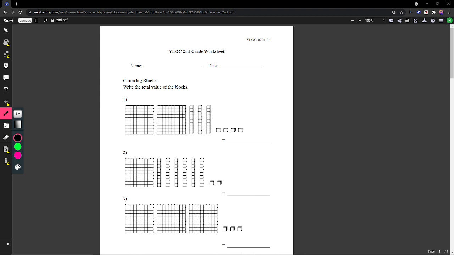In this lesson, we'll be talking about counting blocks, expanded form, addition sentences, and some word problems. So let's go to counting blocks, our first section.